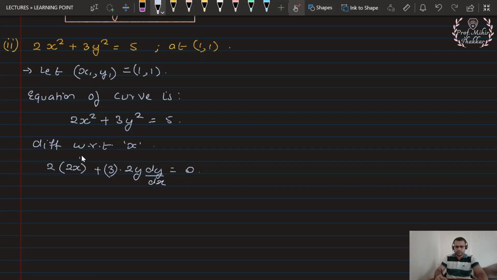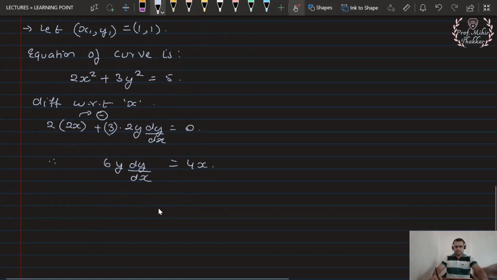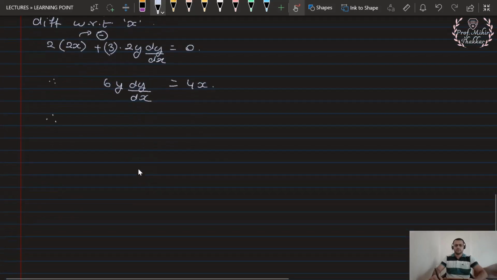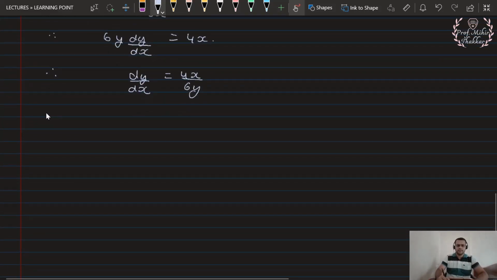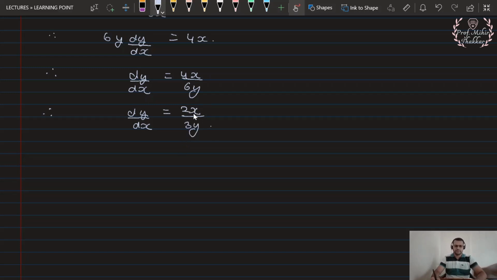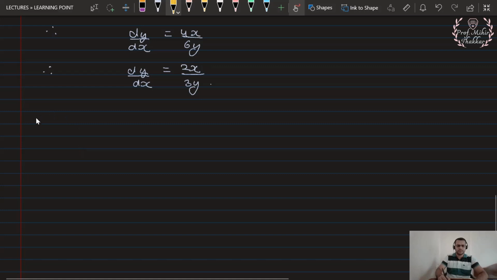2 into 2 is 4x, which gets transferred on the opposite side with a minus sign, and this 2 into 3y is 6y, dy by dx is equal to minus 4x. Divide this 6y on the opposite side, so I will get dy by dx is equal to minus 4x upon 6y, and therefore students, dy by dx is equal to minus 2x upon 3y.